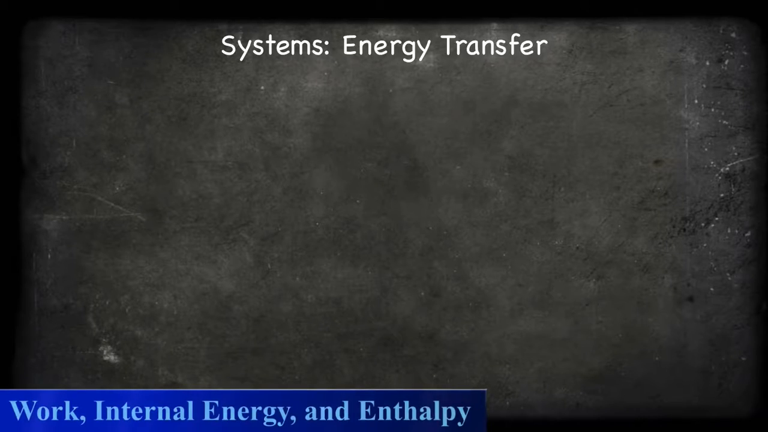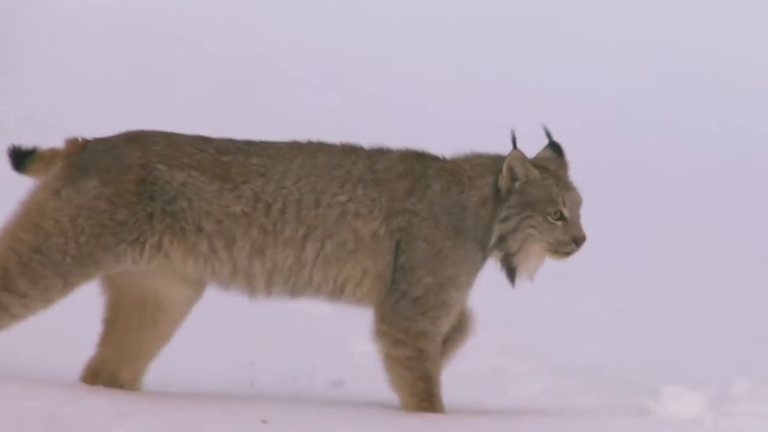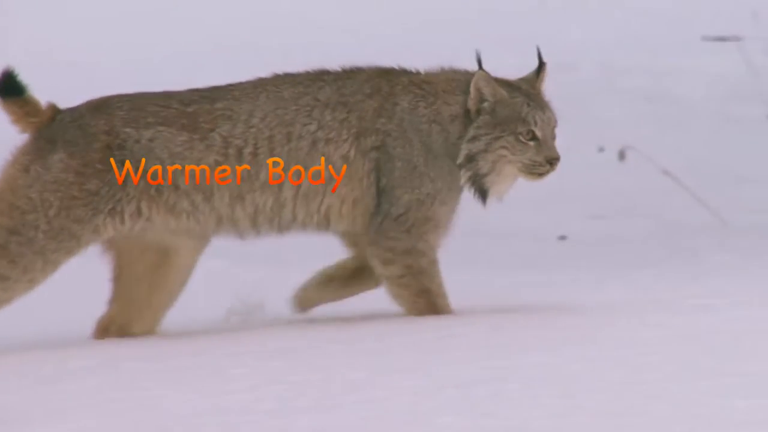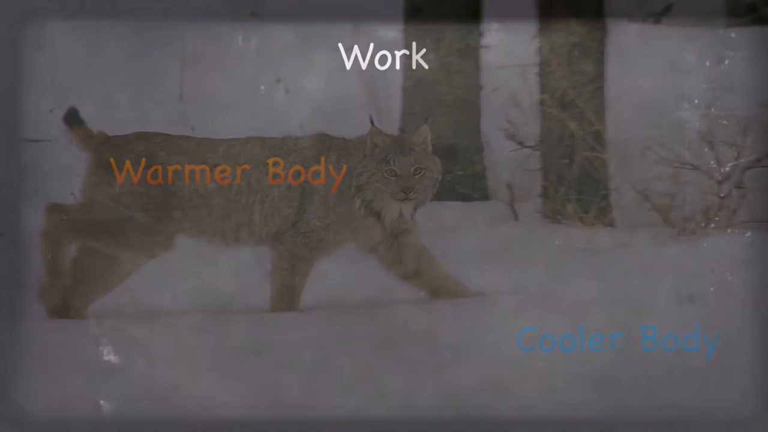There are two main ways to transfer energy between systems. Energy is transferred through work and heat. Heat is the natural transfer of energy from a warmer body to a cooler body. Any energy transfer that is not heat is going to be considered work.